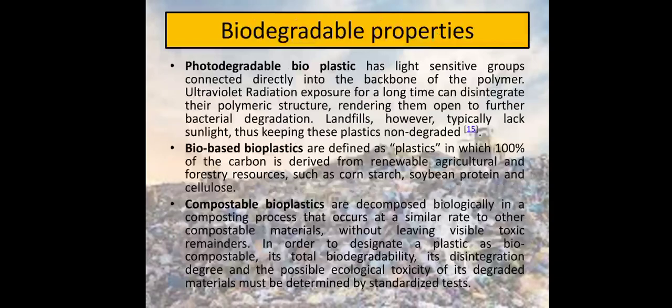Then the next one is the compostable bioplastics. These compostable bioplastics are decomposed biologically in a composting process that occurs at a similar rate to other compostable material. Along with the other types of complex organic material that we compost in a similar way, such plastics can also be degraded by this composting process without leaving visible toxic remainders. No toxic components are formed within this process.